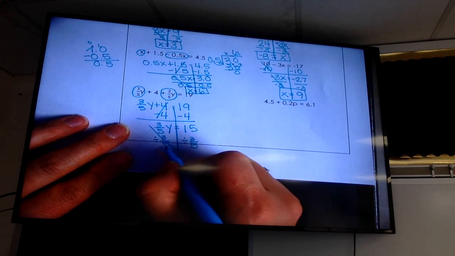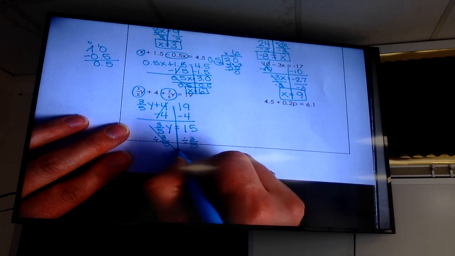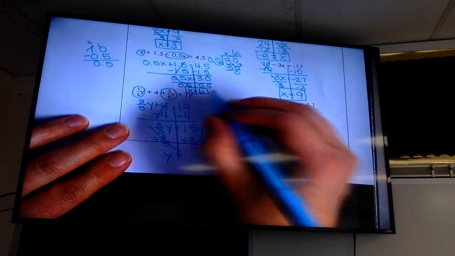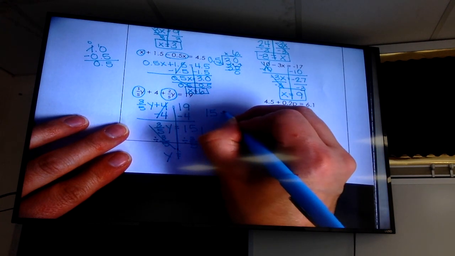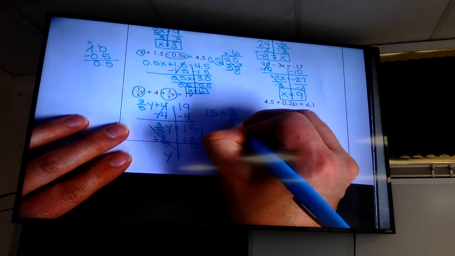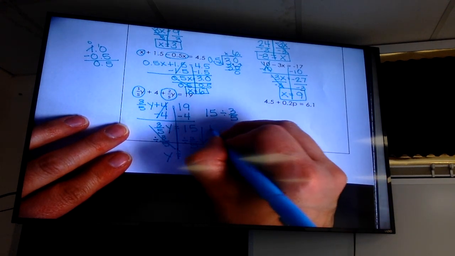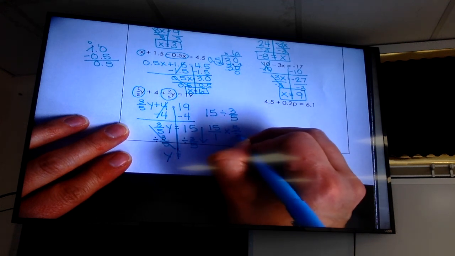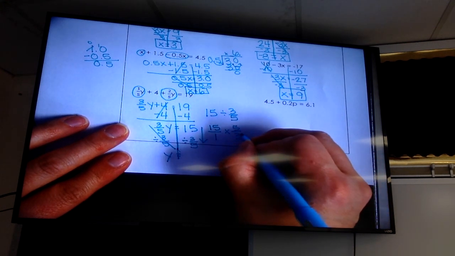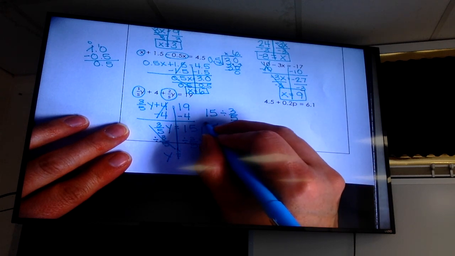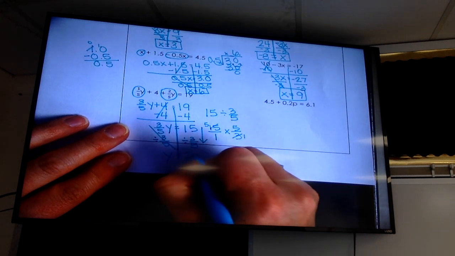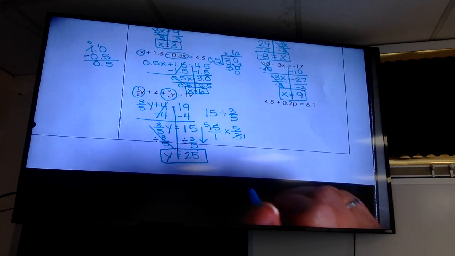Any number divided by itself is 1, and 1y we would just write as y. And remember, when we have problems, we read them going down. So this is saying 15 divided by 3/5. When I divide fractions, I know I need to keep, change, and opposite them. Here's one where I can simplify before I multiply. So I'm going to do that. And then 5 times 5 gives me 25. So my answer is y equals 25.